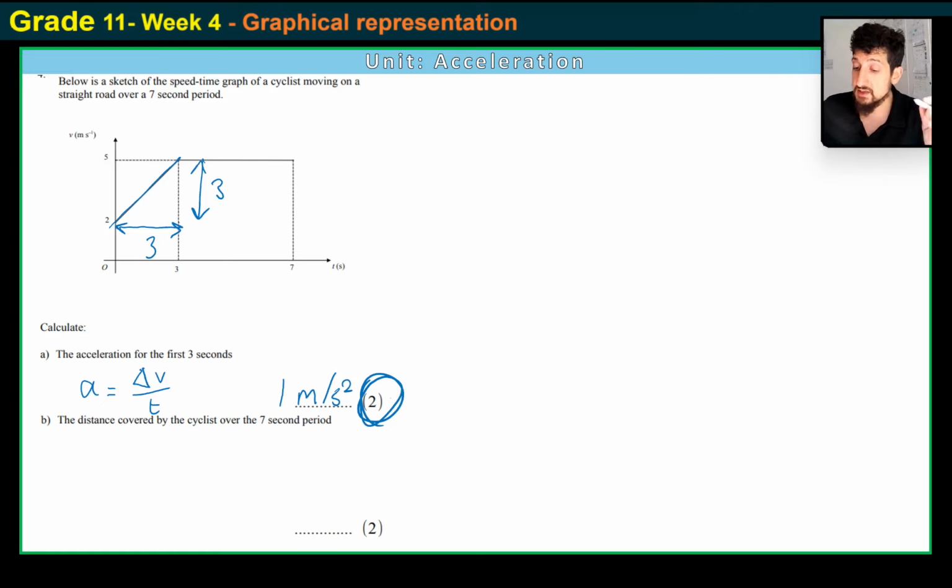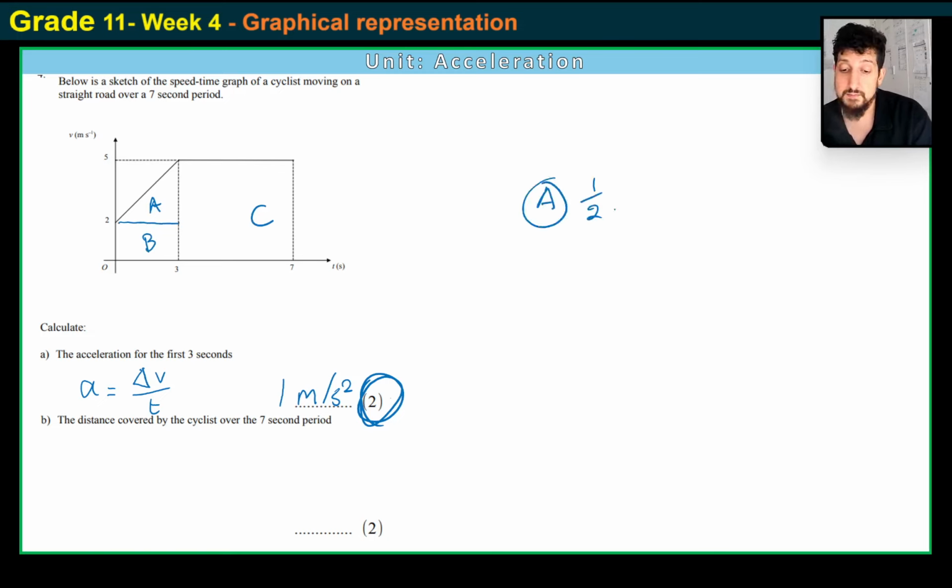The distance covered by the cyclist over 7 seconds is what? The distance covered by the cyclist over 7 seconds is going to be the area under the graph. So I'm going to cut this graph into 3 portions. It just makes it easier. Area A, area B, area C. What's A? A is half base times height. I'm going to do it the long way. There is a shorter way of doing it, but I'll just do it the long way.